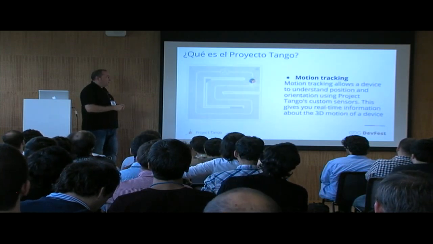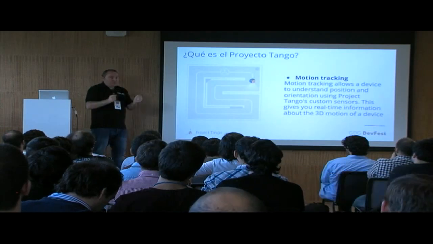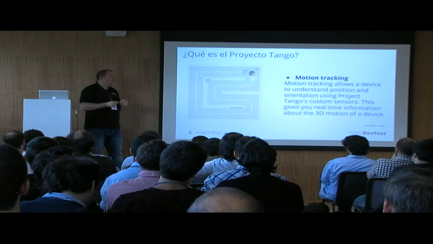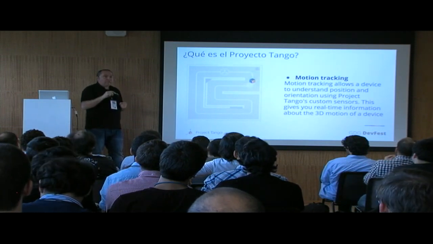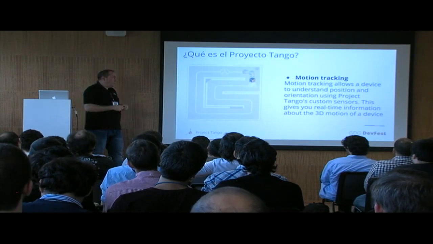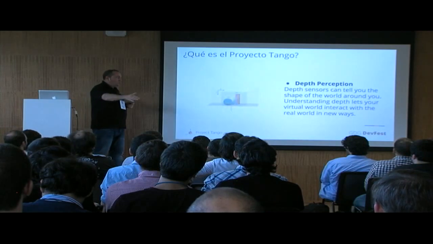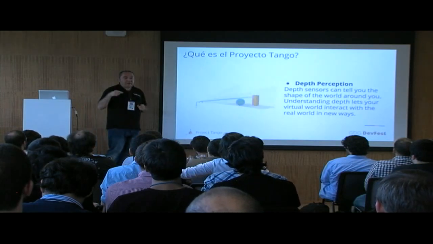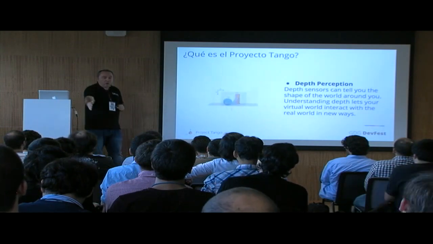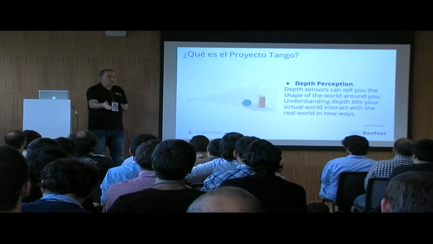Motion tracking. Okay, the device knows where it is, and also the orientation and many other things, because in real time it is getting information from these sensors. Tango has more sensors than a regular smartphone, okay? Lots more. Depth perception. Using its sensors, in this case an infrared sensor and a camera that receives this infrared light, it can know the distance between you and the object, between Tango and the object, okay?